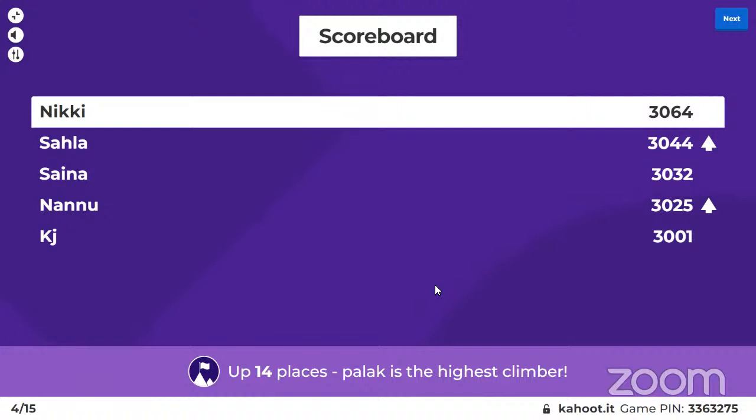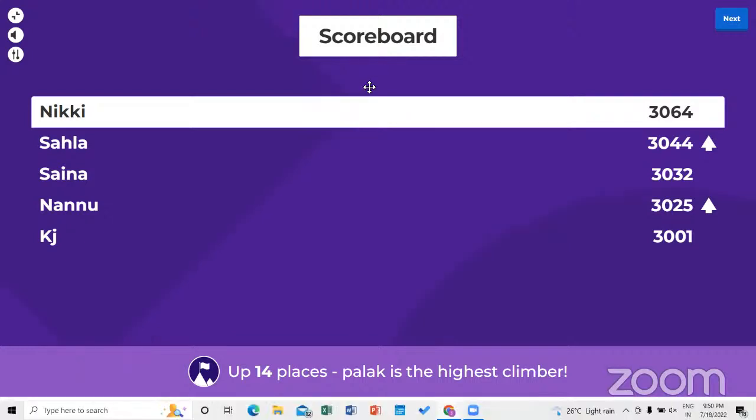I think the scoreboard is again changing even after the fourth question. There's a clear change in the scoreboard. So I can see new names on the scoreboard as well. I think the game is really getting interesting. And a special mention, Palak is the highest climber, climbed up 14 places. So yes, Palak, you're also a good gamer.